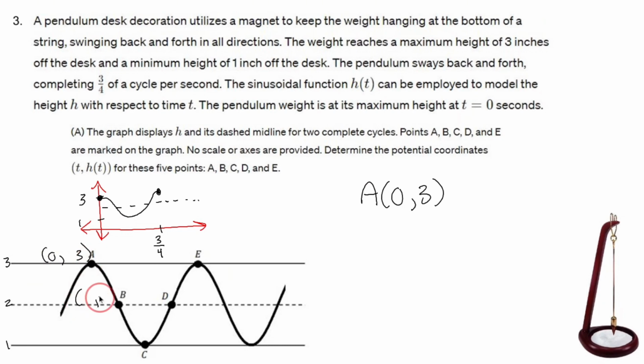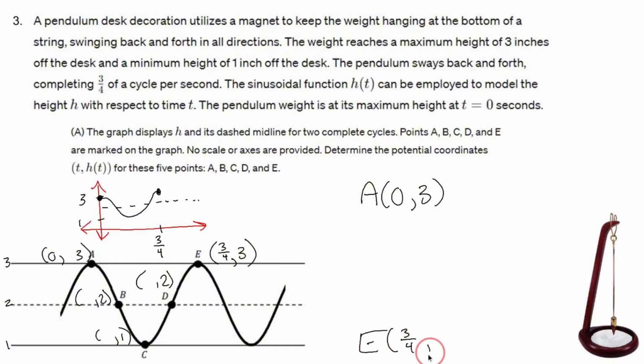B is going to be something, 2. I'll get there in a minute. C is going to be something, 1. I'll get there in a minute. D is going to be something, 2. I'll get there in a minute. And E is going to be 3/4, 3. So that gives me E.